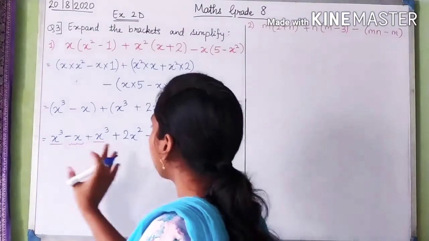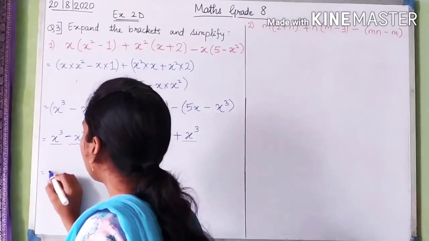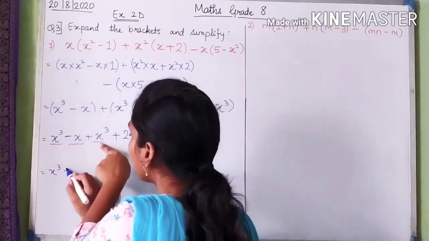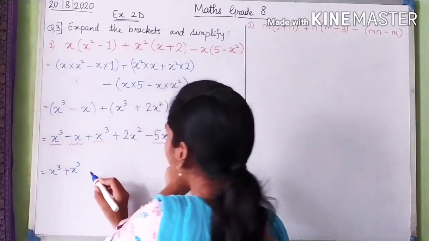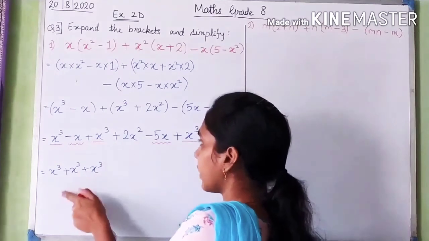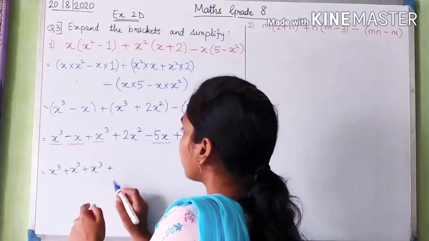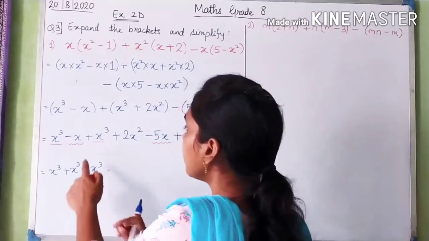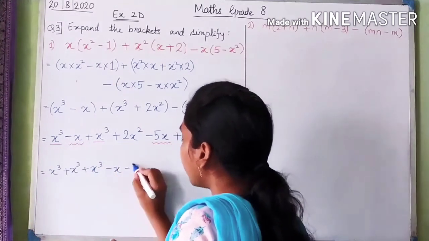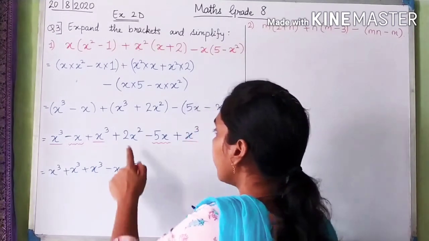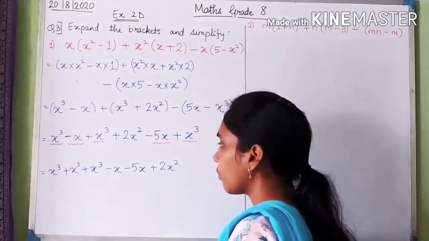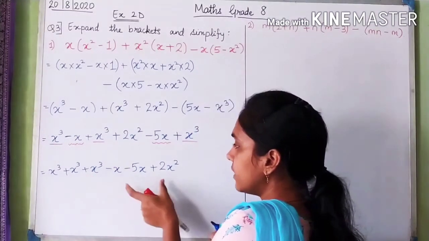Now I bring the x cube terms and the x terms together. So x cube, the first x cube, then plus the second x cube, plus the third x cube. So I have written all the 3 x cube terms together. Then I write the x terms together. The first x term is minus x. So I write minus x. Then the second is minus 5x. Okay. And then I write the x square term which is left, 2x square.